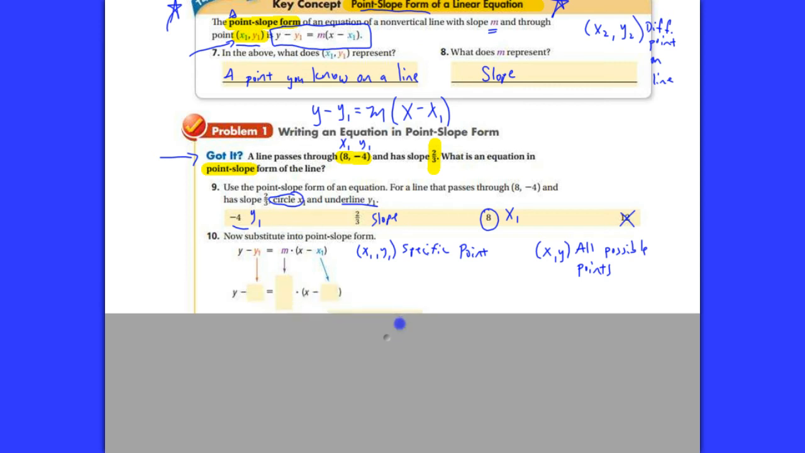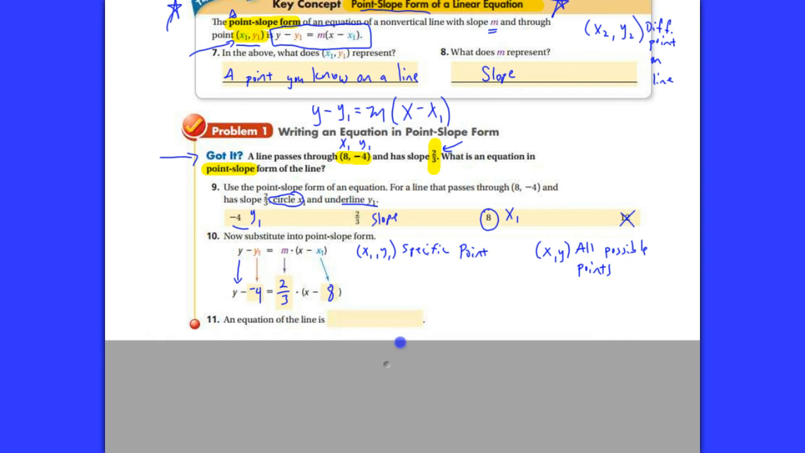On number 10, all we're doing is substituting. This y we just keep as y, because you have to represent all the infinite points that make up the line, so those are variables. Y sub 1 is the negative 4, so it's y minus negative 4. The m is the slope, 2/3, which they gave you in the question. X minus x sub 1 is x minus 8.